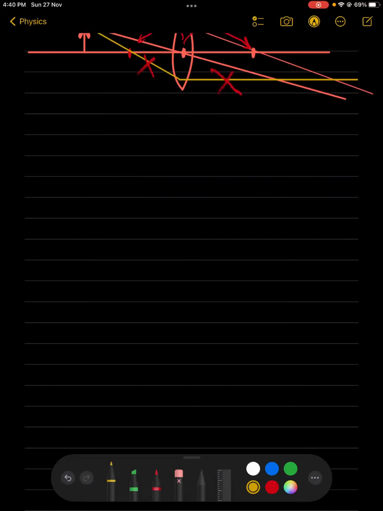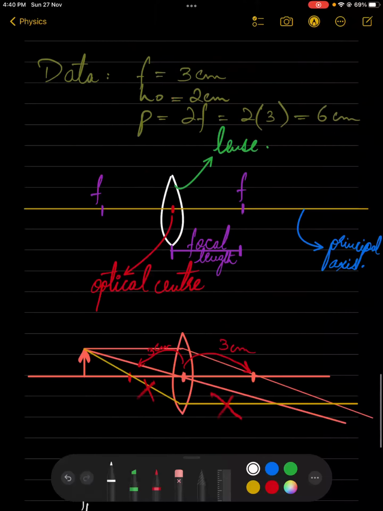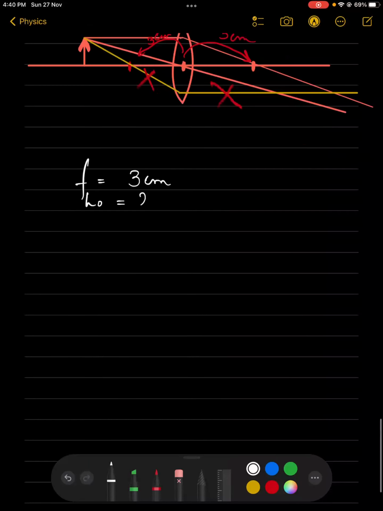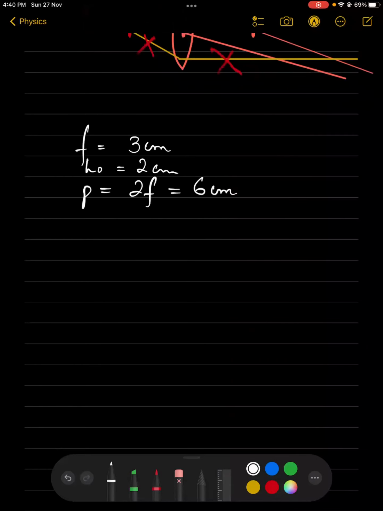Now we are going back to our initial question which was saying that f was 3 centimeter, height of object was given as 2, and the distance from the lens was 2f which is equivalent to 6 centimeter. Before starting with the actual drawing for this particular lens, I need a confirmation from all of you if all of you are perfectly clear, or do you have any sort of queries? जी, आप सबको clear है ये concept या कोई query है इसमें? Whatever we have studied until now is perfectly clear to all of you.